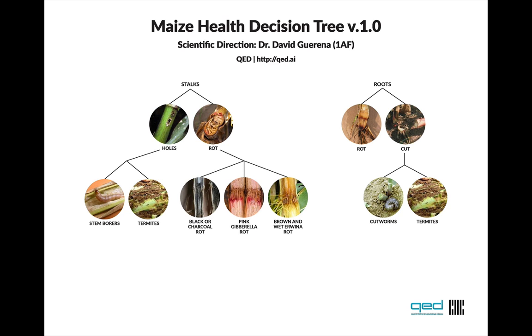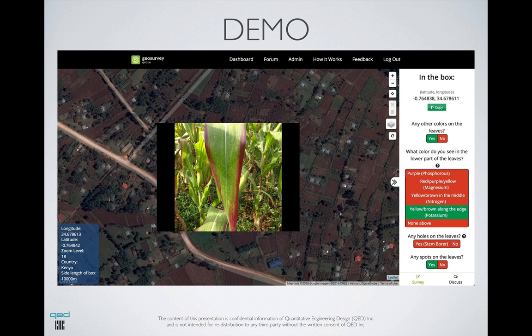And here's another set of trees, again for maize, where we help diagnose things like gibberella rot and cutworms and termites. So all of these trees become encoded in an Excel spreadsheet. They're then uploaded easily to our site, and then users can answer questions about photos that are streaming in via Android mobile apps. So now I'd like to switch to a live demo of this technology.